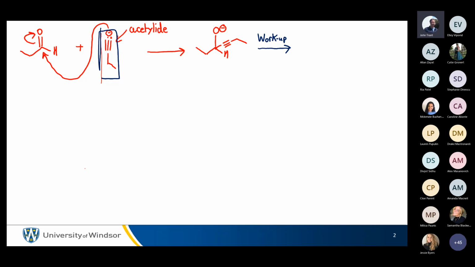Those of you who are doing the in-person labs, have you gotten to extractions yet? I'm watching the chat. Great. So extractions are basically used for workups. So you run your reaction.